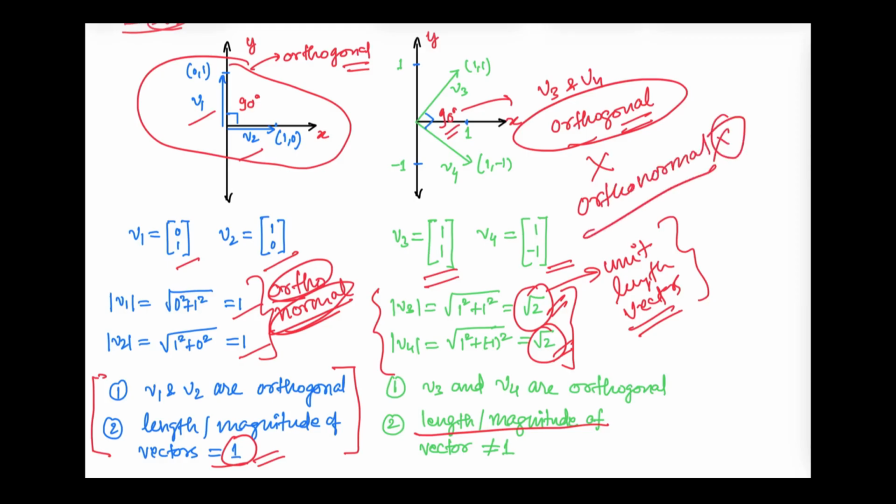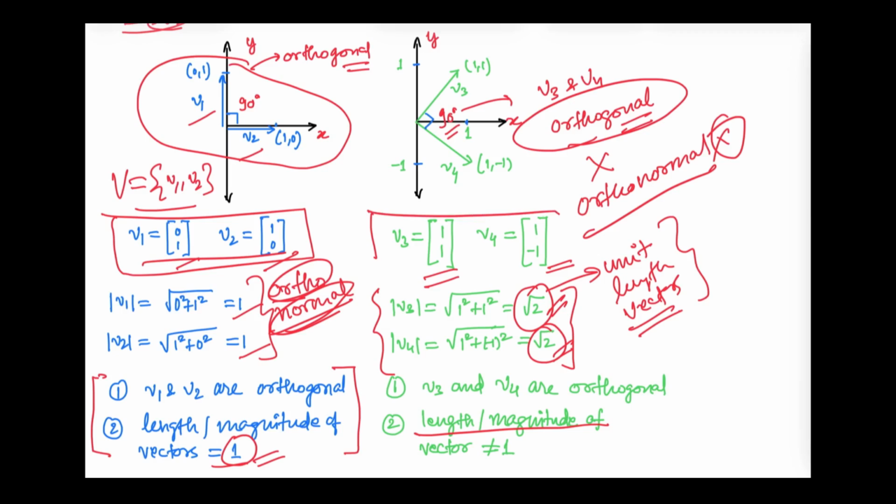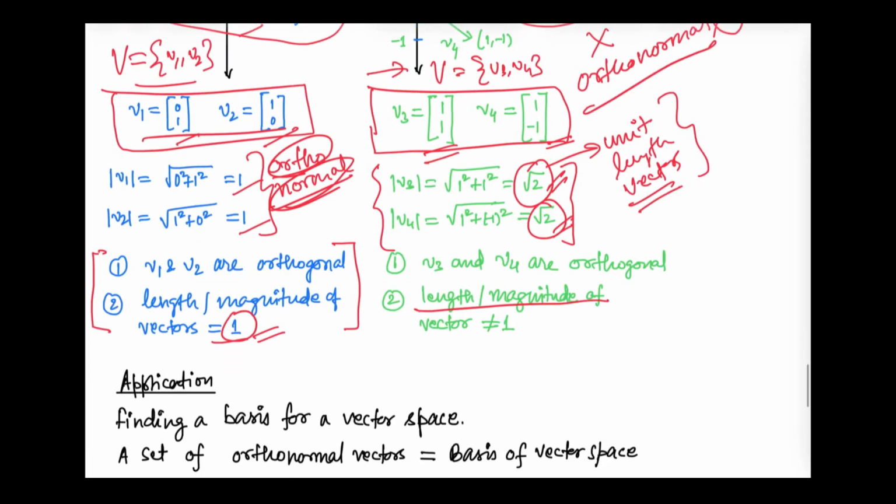So we see that the set of vectors v1 and v2 is an orthonormal set. If we consider a set v with the two vectors v1 and v2, then this is an orthonormal set and both vectors are orthonormal to each other. If we have another set where the vectors are v3 and v4, then this is an orthogonal set, not orthonormal, as the vectors do not have unit length.